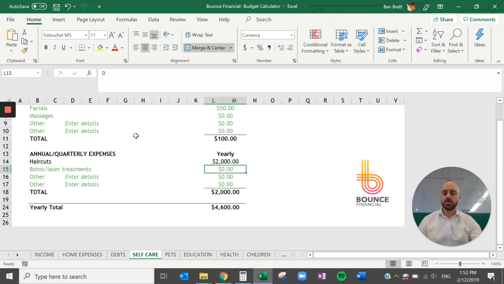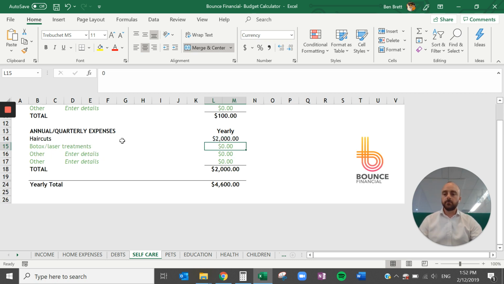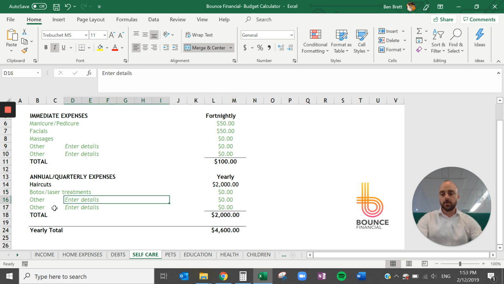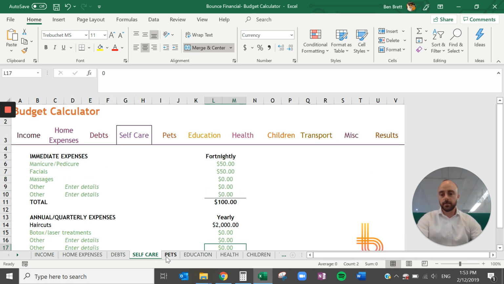We've put in Botox and laser treatments as well. Really, the purpose of this is to offer some prompts of some things that may be coming out that you're not thinking about. So, Botox, for example, may be relatively infrequent, so you're not really thinking about it, but you actually do it more than you realize. So it's hopefully just prompting you to think about these expenses that come up in the year, but obviously you can put in any expenses that are unique to you, right? So, enter details, you can write them in and then plug them in. So let's leave that blank for the moment and move forward.